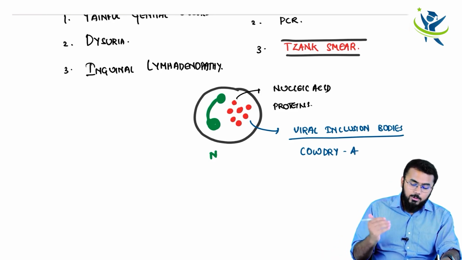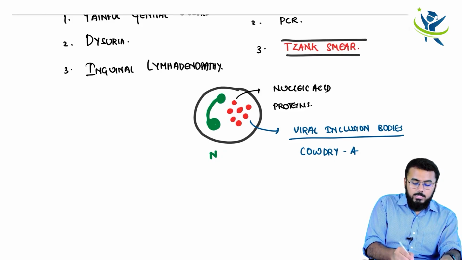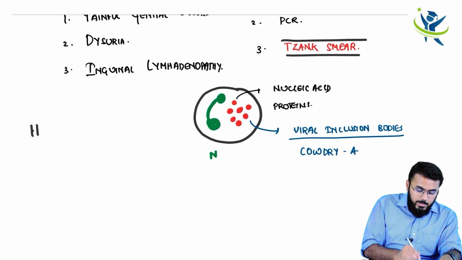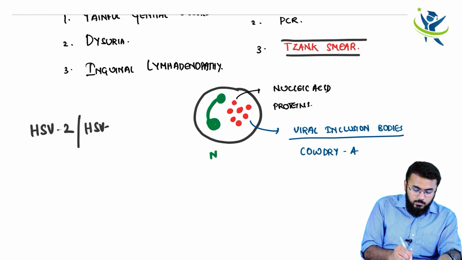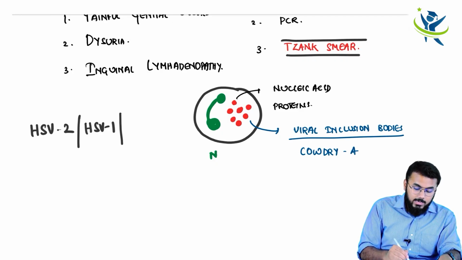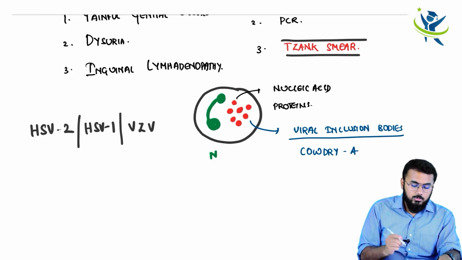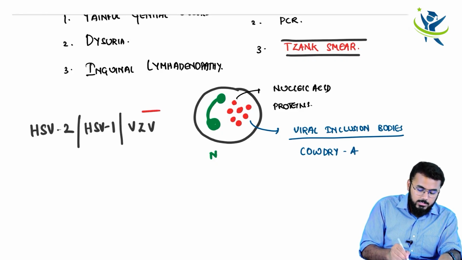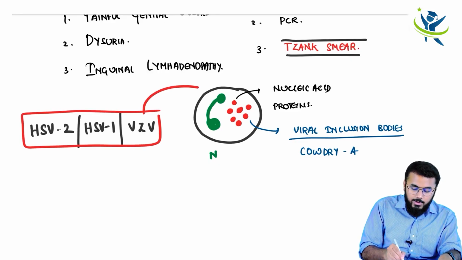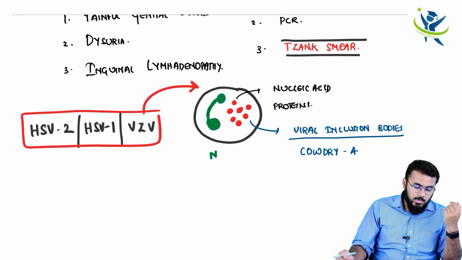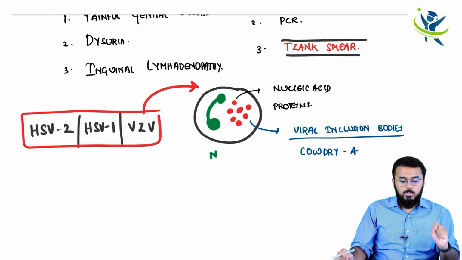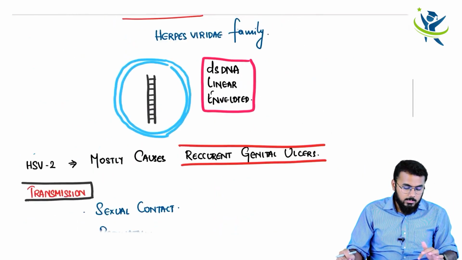Where do you find these Cowdry type A bodies? You will find them in herpes simplex virus 2, as we discussed now. Not only that, even in herpes simplex virus 1, and even in varicella zoster virus you find these bodies. This is very, very important. Varicella zoster virus, herpes simplex virus 1 and 2, you find these bodies.